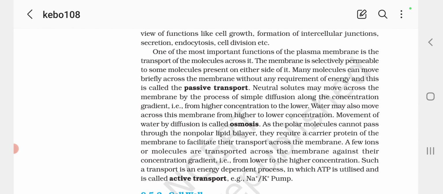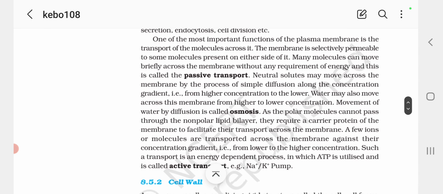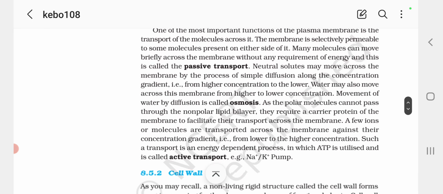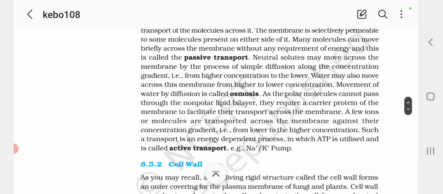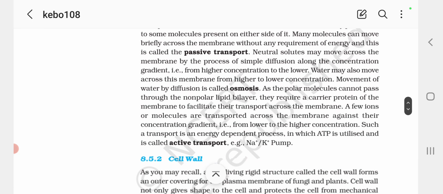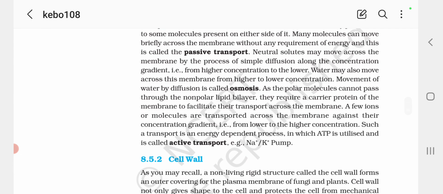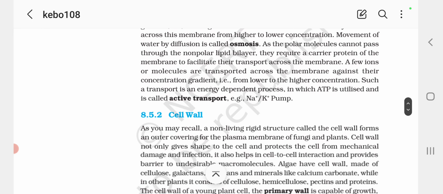One of the most important functions of the plasma membrane is the transport of molecules across it. The membrane is selectively permeable to some molecules present on either side of it. Many molecules can move freely across the membrane without any requirement of energy, and this is called passive transport. Neutral solutes may move across the membrane by the process of simple diffusion along the concentration gradient, that is, from the higher concentration to the lower. Water may also move across the membrane from the higher to the lower concentration. Movement of water by diffusion is called osmosis.